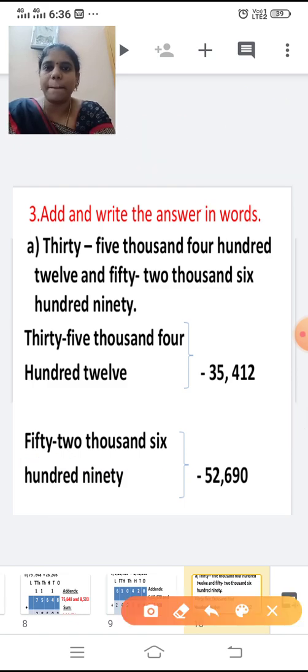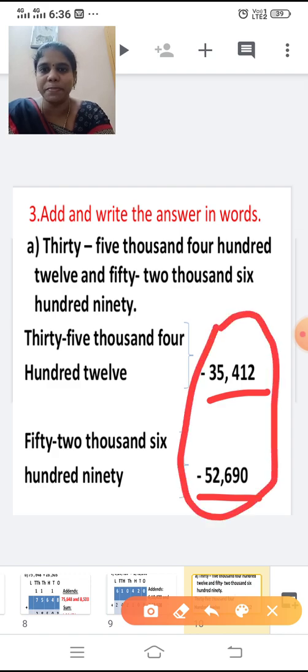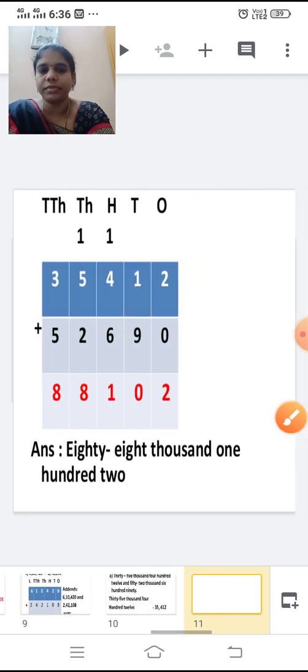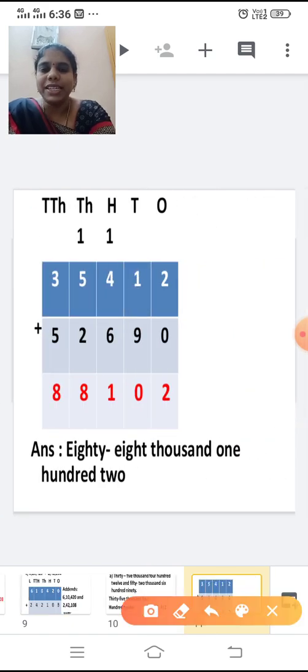So first write it in words. Write that in a number. So 35,412. So 35412. 52,690. 52690. Now we are going to add these two numbers. Shall we add this now? Yes. We are going to add 35,412 and 52,690. Now add and tell me the answer now.